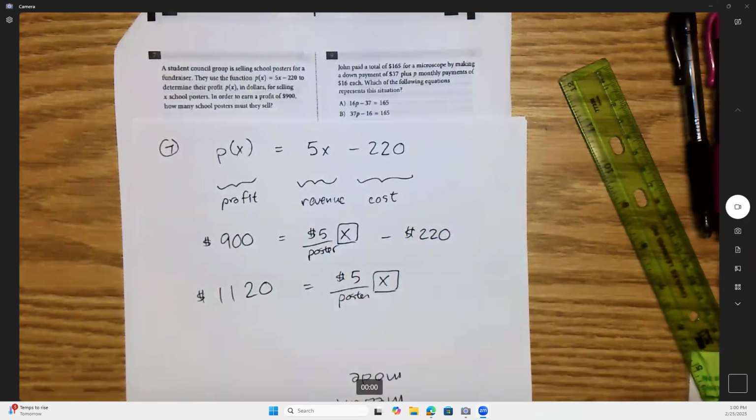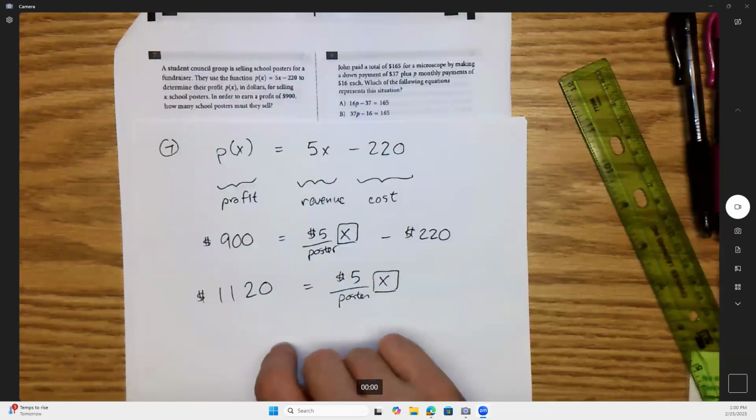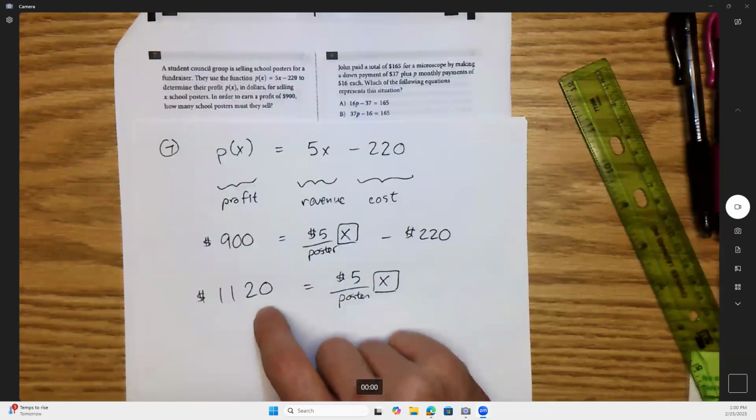Okay, true. Okay. And you know what? I bet you can do this mental math. Because if you divide by 5, is that the same thing as divide by 10 times 2? Let's say, can you guys do that without a calculator? Because what is 1120 divided by 10?